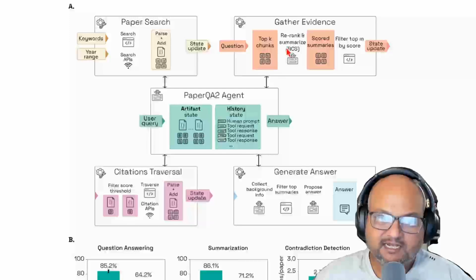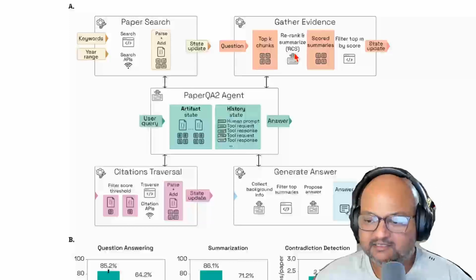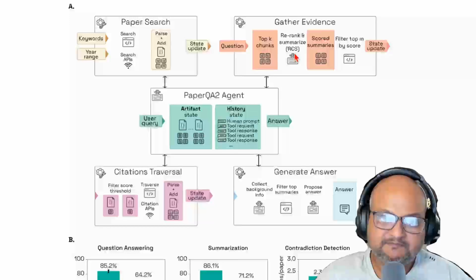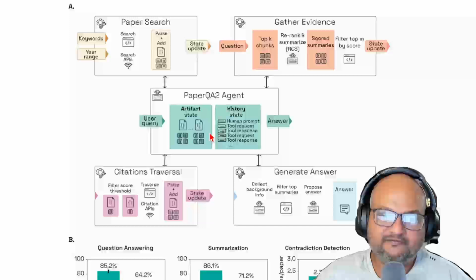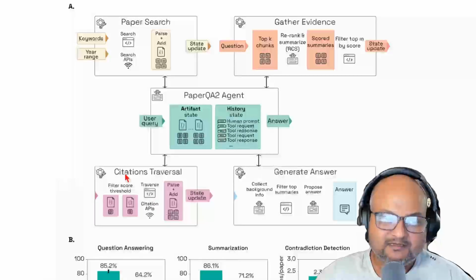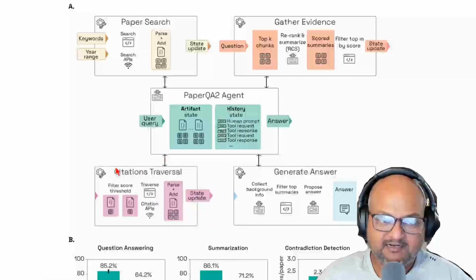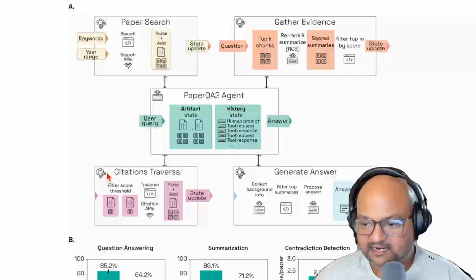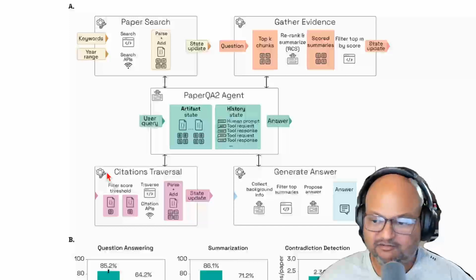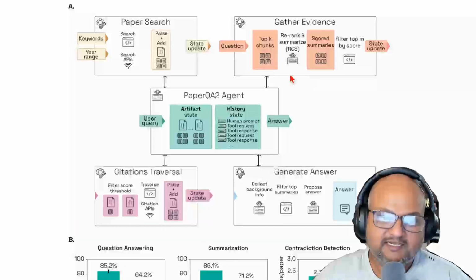They do things like re-rank and summarize the chunks that match, and then they take the top scoring summaries to finally synthesize an answer. They also have a component that does citation traversal, so looking at all the papers that are cited by a given paper and then looking at those cited papers. And finally, after all that, they generate an answer.